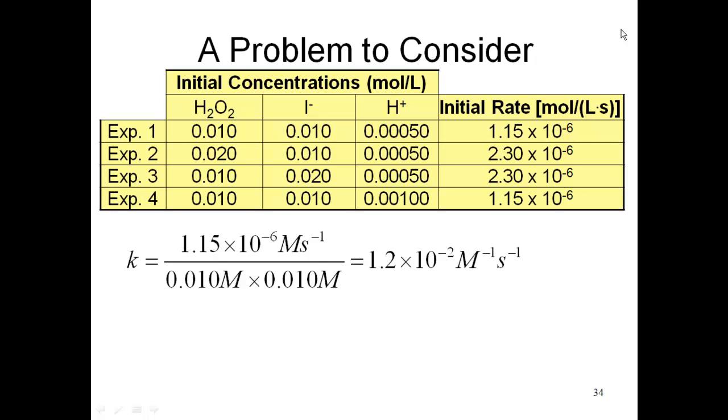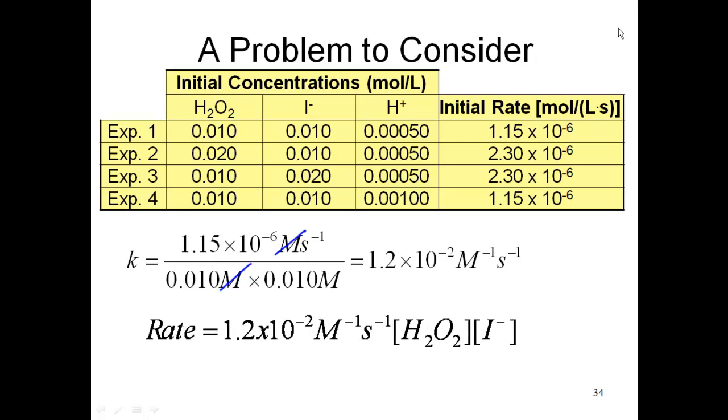Okay, now my units, this molarity will cancel, which leaves me a molarity in the denominator and the seconds in the denominator. Do my math, it gives me 1.2 times 10 to the minus 2 molarity minus 1, seconds minus 1. That's my K.